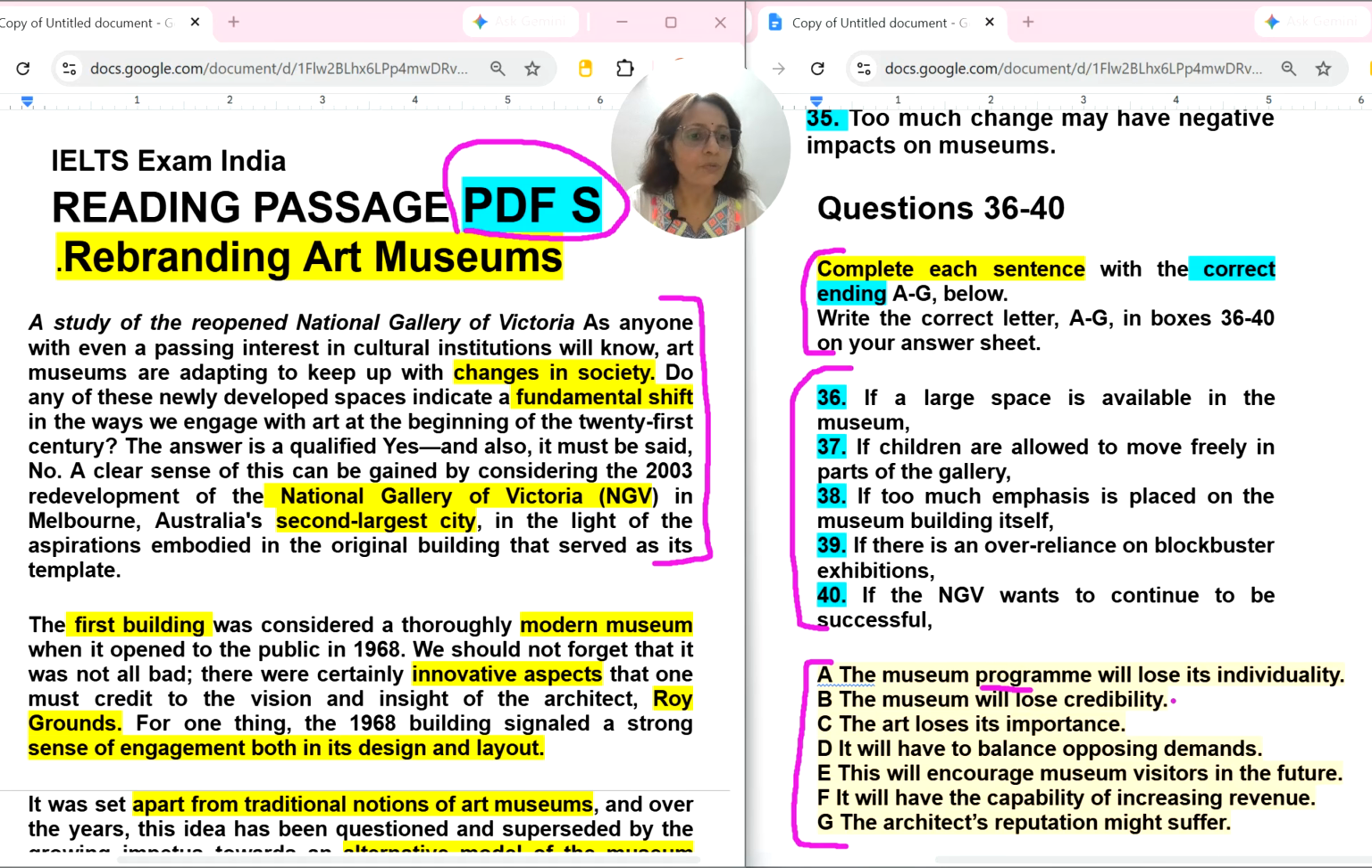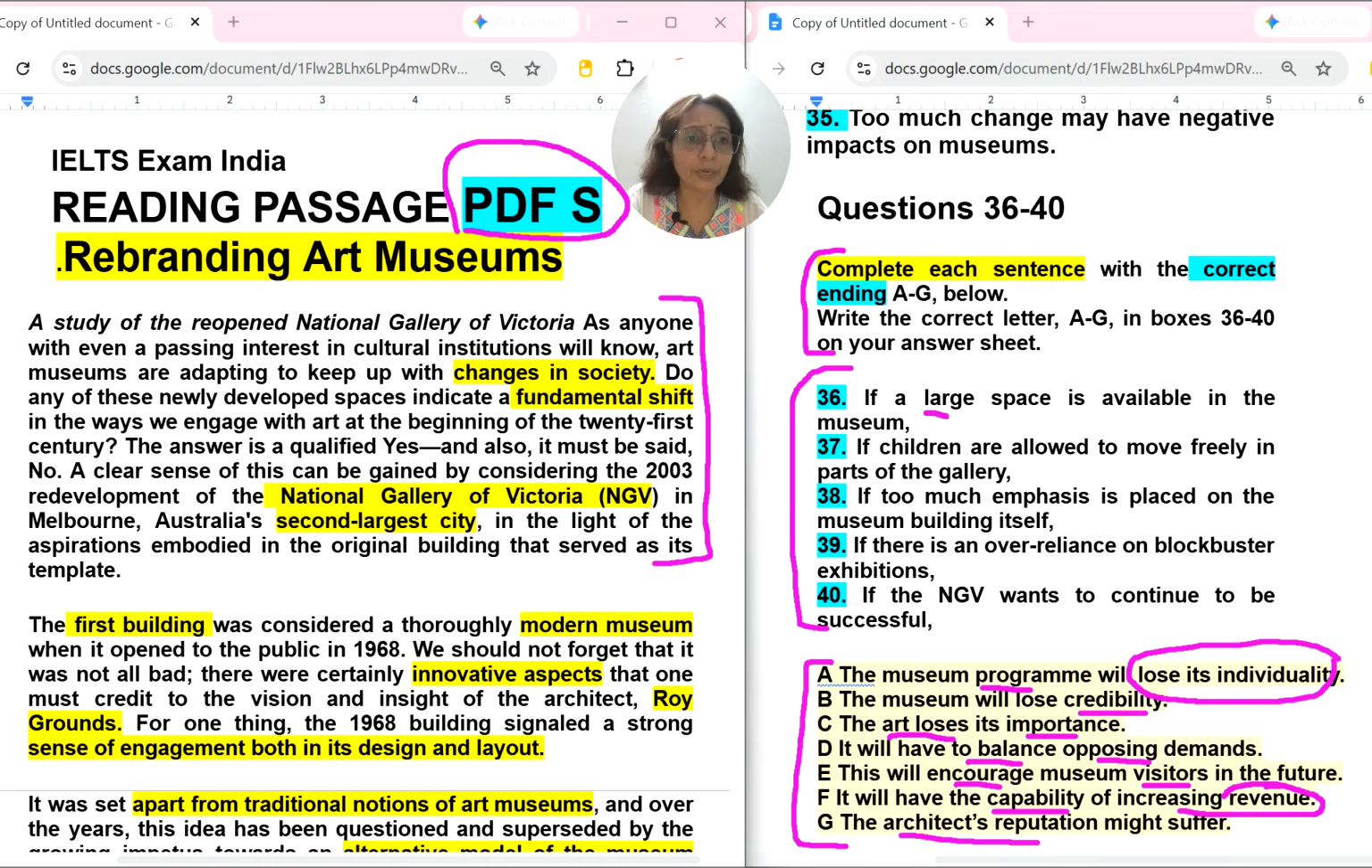A: the museum program will lose its individuality and lose credibility. B: the art loses its importance. D: it will have to balance opposing demands. E: this will encourage museum visitors in the future. F: it will have the capability of increasing revenue. Instead of revenue you can get the word profits or some income, which the writer can use. G: the architect's reputation might suffer. Okay, now let's read question number 36.